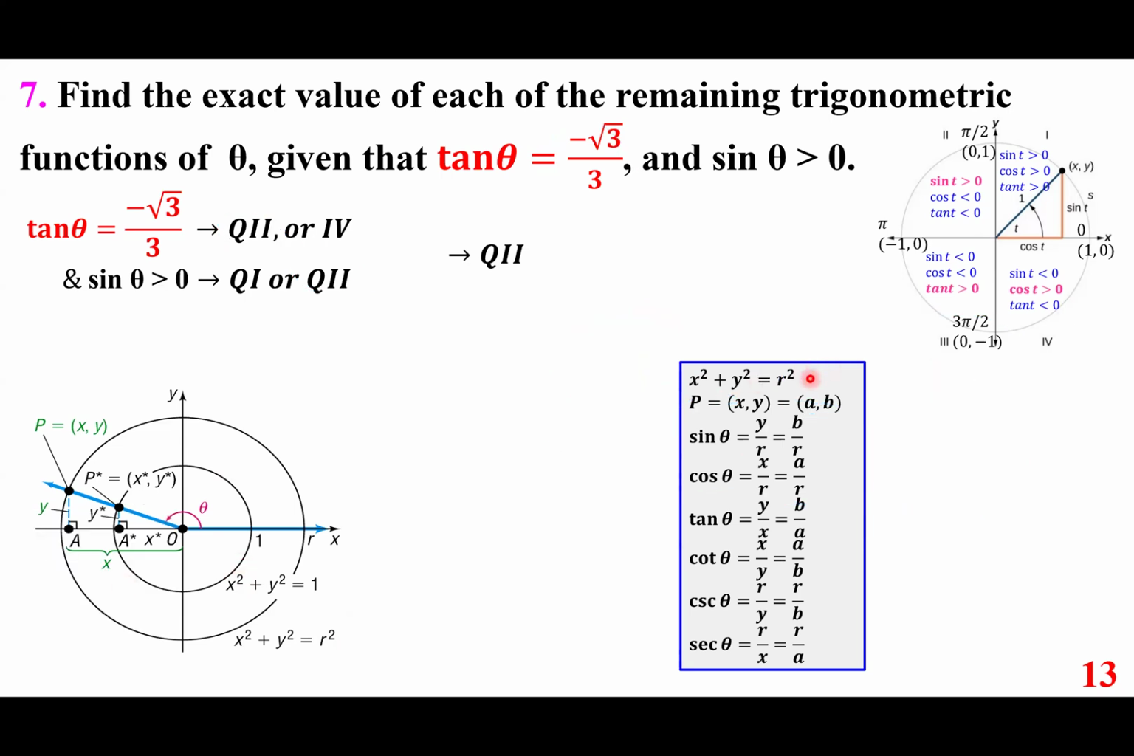X squared plus y squared is r squared. In that case, P, which has coordinates x, y, or a, b, sine is, remember, sine is y over r. In the case of a unit circle, because r is 1, all of them lose the denominator. I'm talking about the first two, okay? And the other ones, r becomes 1. But when you're talking about a general case, it's y over r, x over r, and so on. And tangent is y over x.